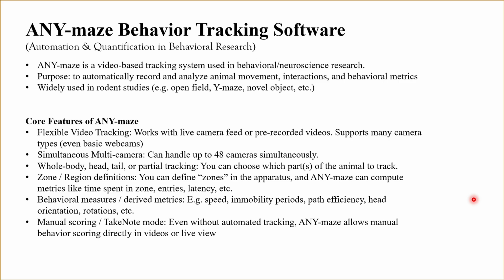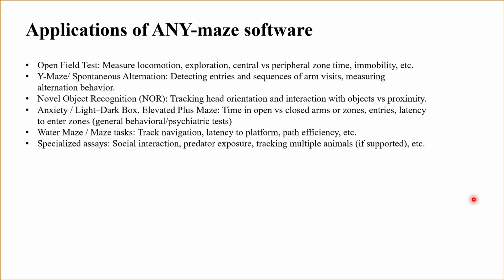As I already told, you can define different zones in the apparatus, and you can test speed, immobility periods, path efficiency, head orientation, rotations, etc. You can do manual scoring or take the notes from the automated scoring, the data you will receive after the test. These are the various applications. You can use Animaze software for all different kinds of behavior tests like open field tests, Y-maze, NOR, anxiety, light-dark box, elevated plus maze, water maze, specialized assays, etc.